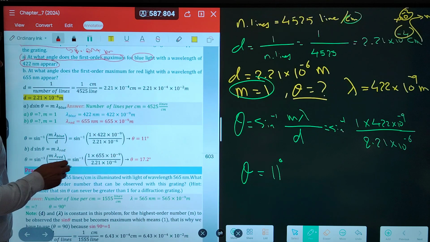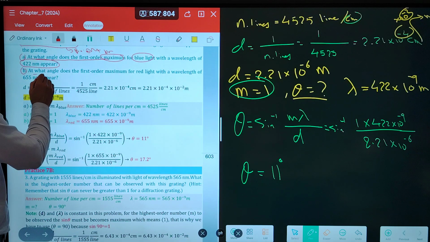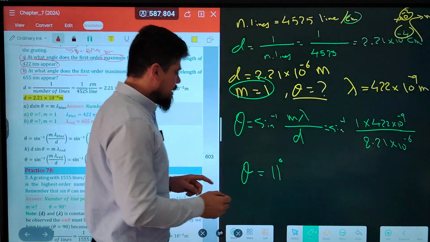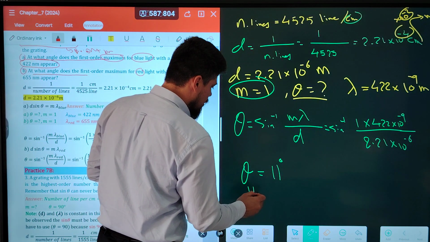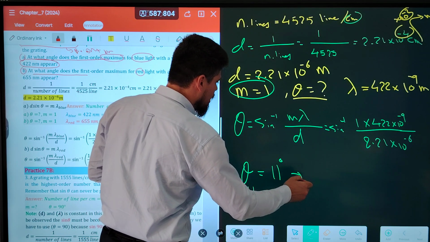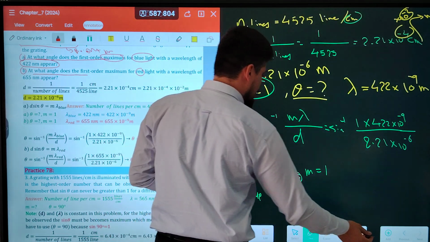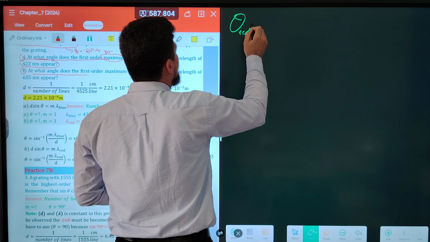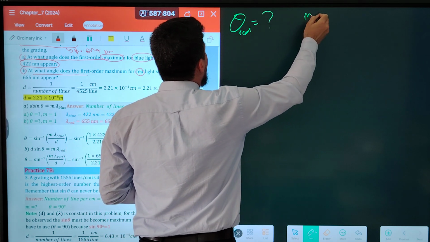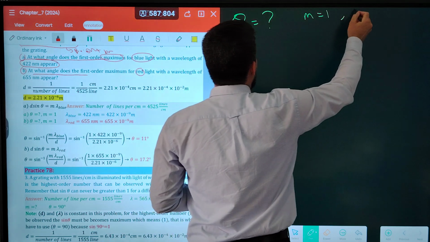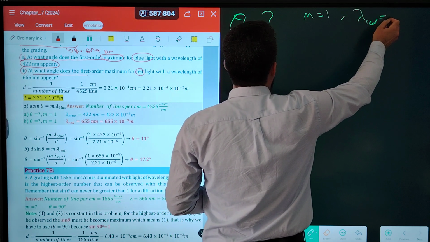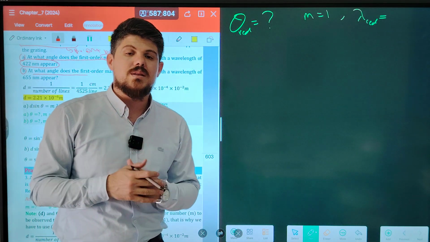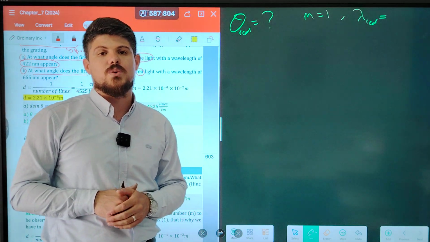B, at what angle does the first order maximum appear for red? Look, this is the angle for blue, when m is equal to 1. So we have to find theta, but for red. M still is equal to 1, yes. Is lambda of red equal to lambda of blue? No. Which one has more wavelength? Absolutely, red. The red color has more wavelength than the blue color.